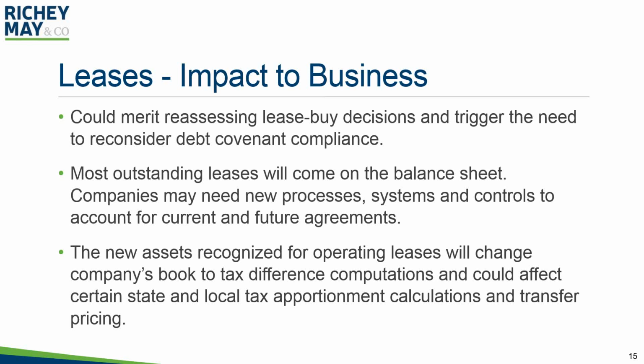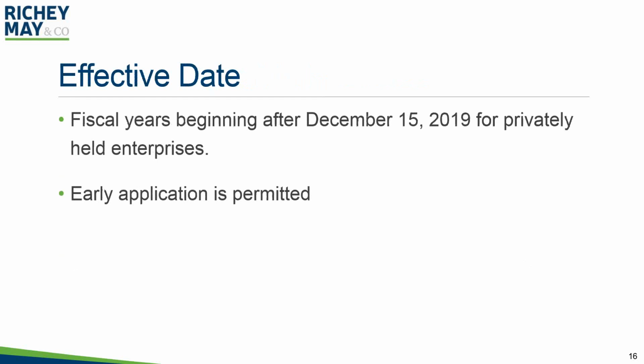And then the new asset recognized for operating leases will change the company's book to tax difference computations if you're a C Corp. So again, the effective date is going to be December 15, 2019 for privately held enterprises, and early application is permitted.